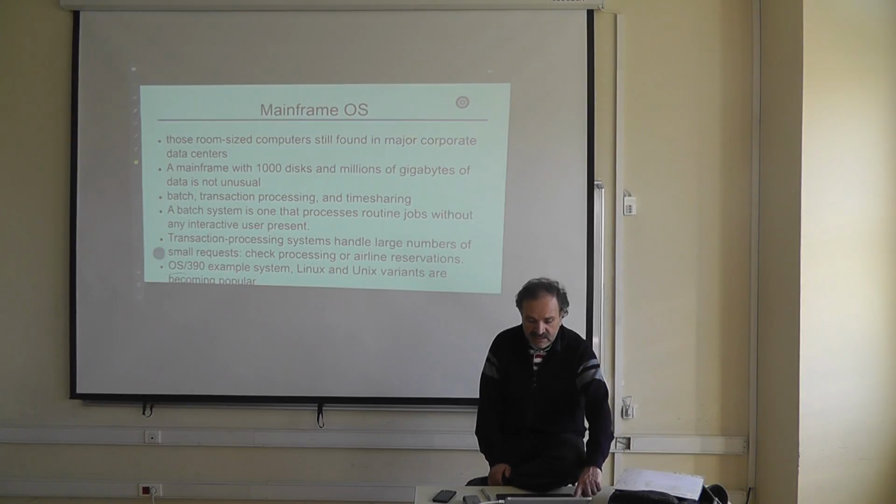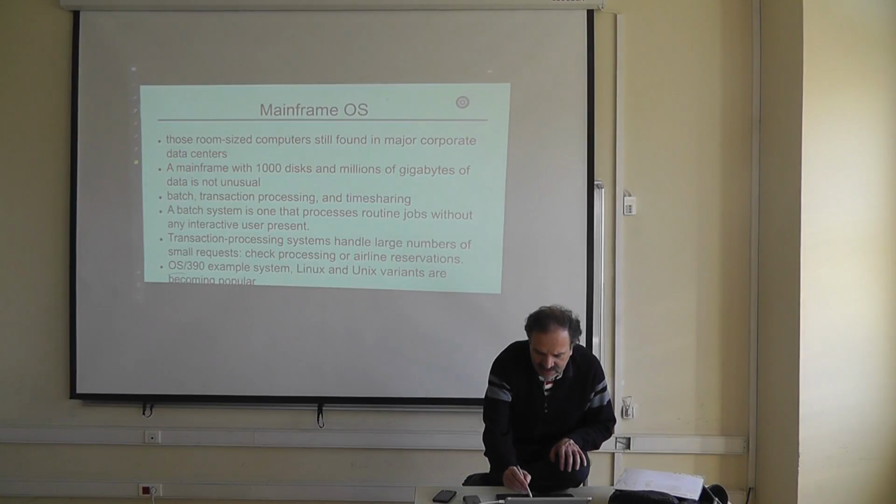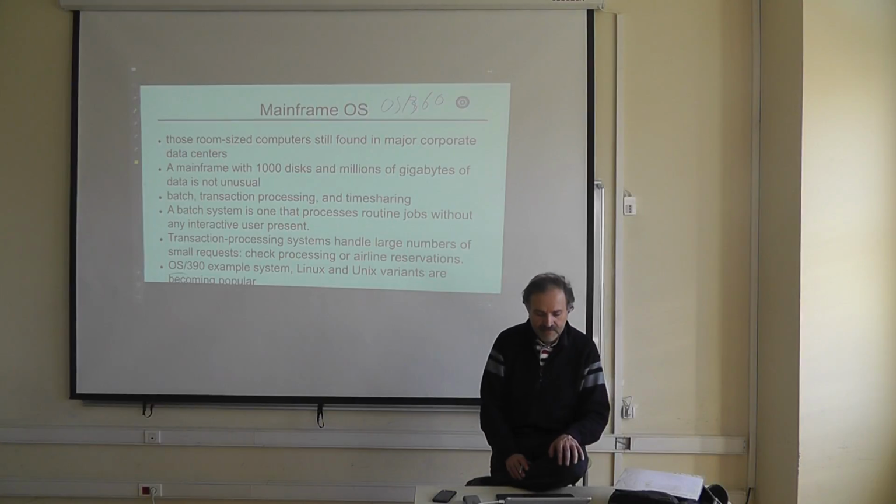Okay, this IBM system OS 390. I think it is a descendant of one of the mainframes from the 1960s. I think it used to be OS 360. So it is still being used, and it has its own operating system. But nowadays, people are running Linux and Unix on some of the mainframes.